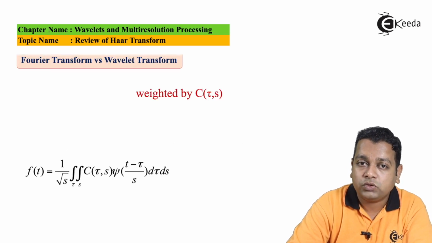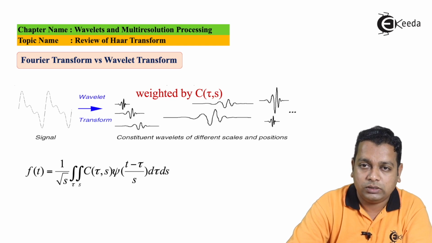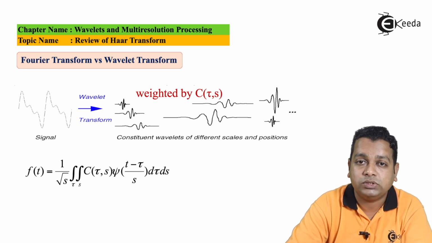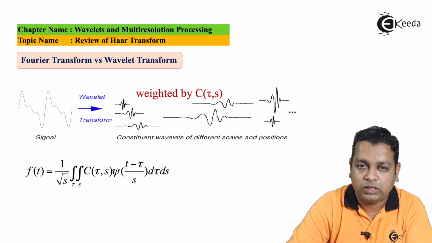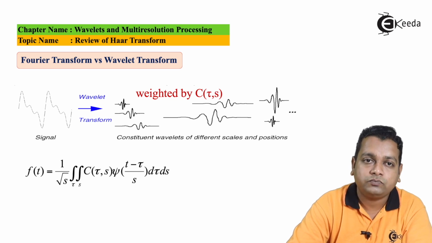If the approach is of wavelet transform for the same kind of signal, the weights are of this type. So here the scaling and translation will be done. By the scaling we can have the variation in the frequency. By the translation we can change the position of that particular wavelet. The inverse computation can be given by f of t. Just now we have seen this particular formulation. So these are the constituent wavelets of different scales and positions for the corresponding signal.